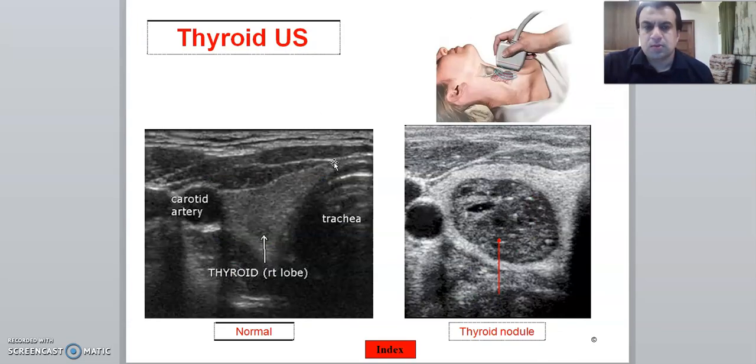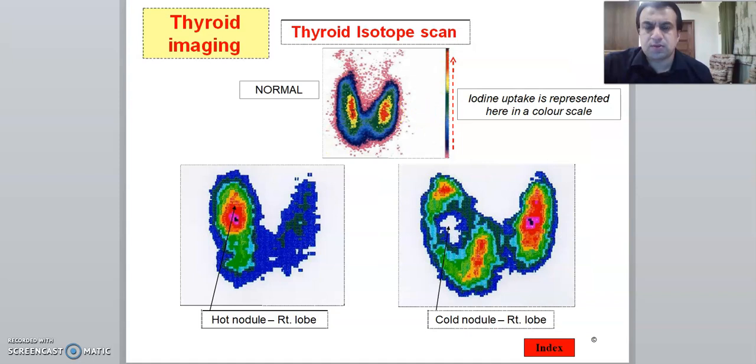Further coming to detail of the thyroid isotope scan. You can see this is a normal scan. This is a hot nodule. You can see it's in red, and this is hyperfunctioning more than the rest of the thyroid gland. And this is a cold nodule. It's not taking any radioactive iodine. So I think that now it would be clear to you.